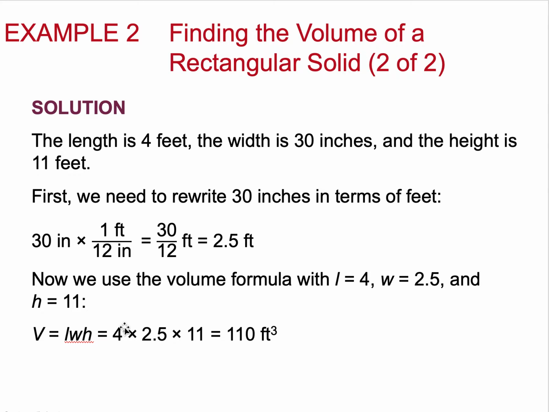So I have to convert every value over, or I have to convert my inches to my feet. So I'd either have to convert 2 things or 1 thing. So I'm choosing to convert 30 inches over by dividing 30 by 12. Then I can complete the multiplication and get cubic feet.